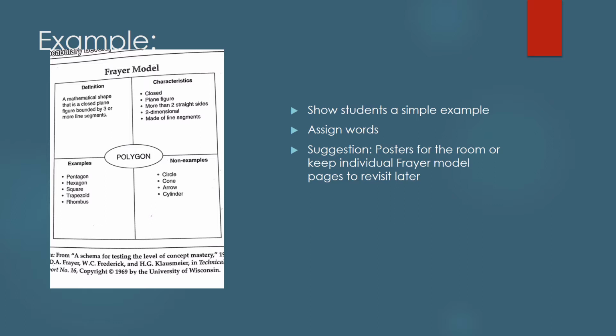One suggestion I would have for you would be you could use posters to hang in the room. That way you can use those throughout the unit. Students can reference them, and you can also add to them as the unit continues. Or students could keep an individual Frayer model page in their folder that they can revisit as the unit progresses.